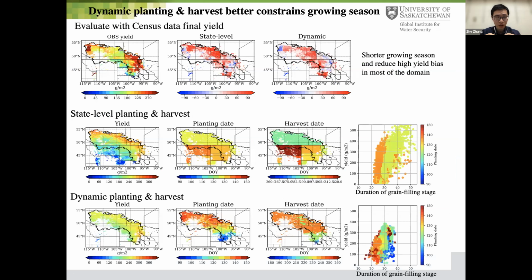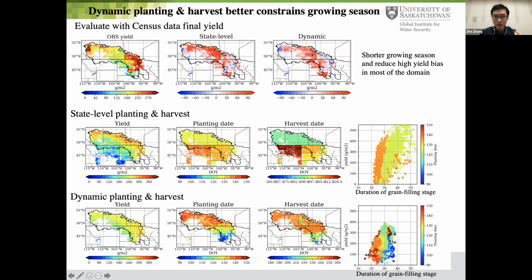The next step is, can we model how the model represents the final yield compared to observation or census data in the final yield? So here I'm looking at also a composed data from USDA and Statistics Canada. I converted to dry mass grain per meter square. In the middle is the state level planting. As you can see, there's so much overestimation in Alberta, Saskatchewan, as well as in North Dakota.